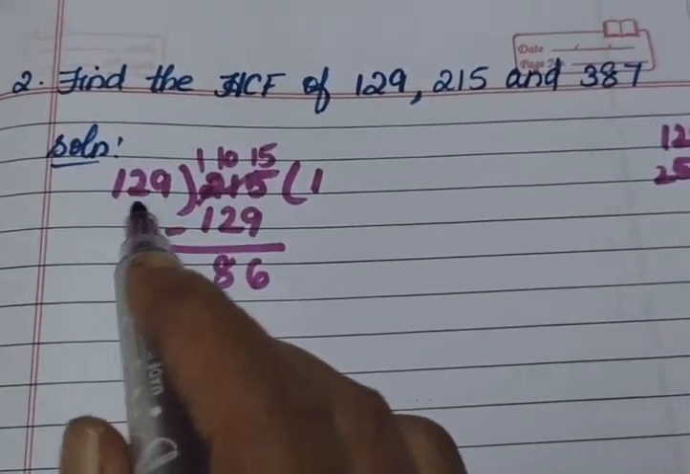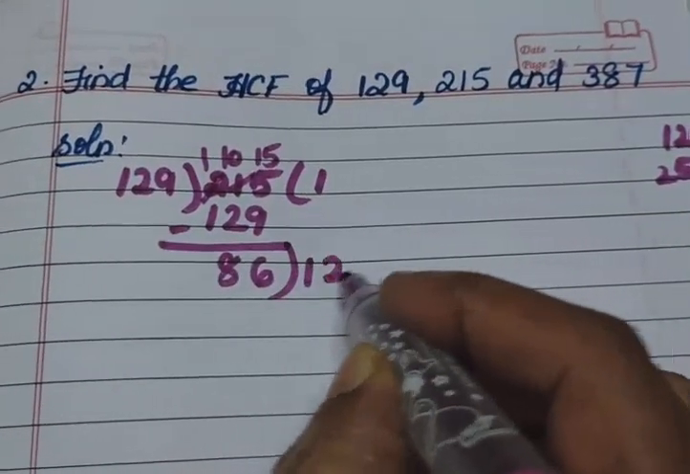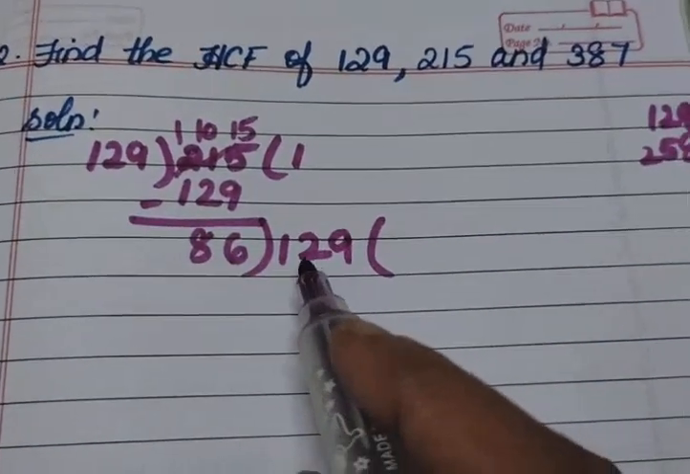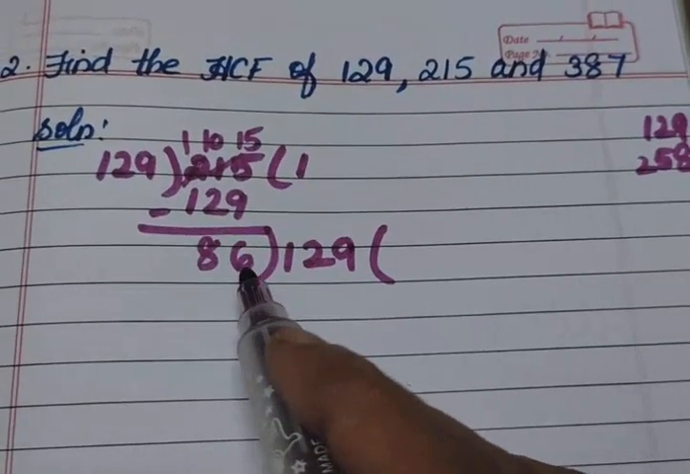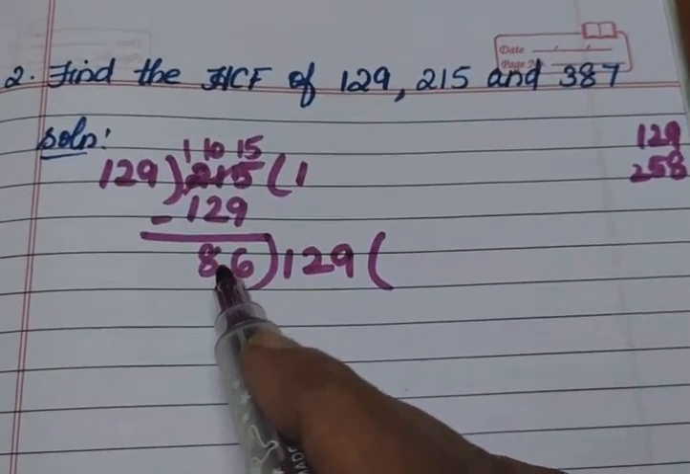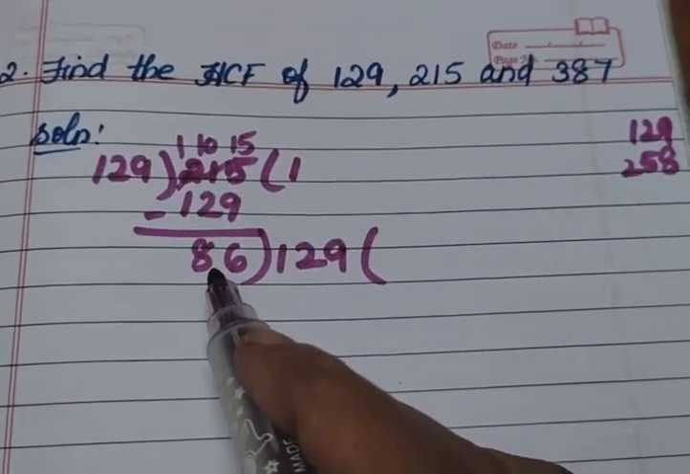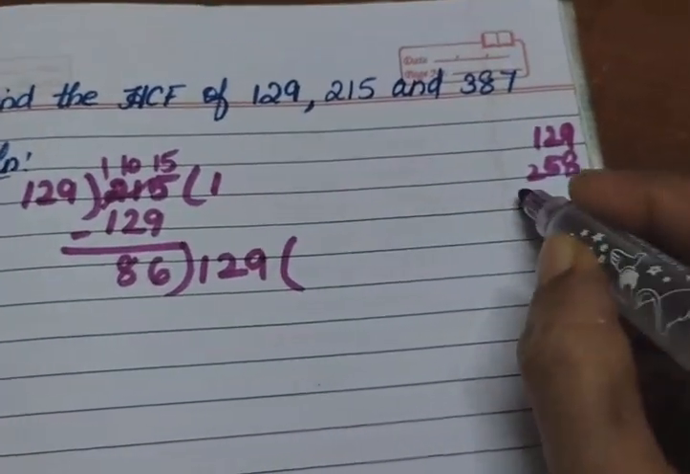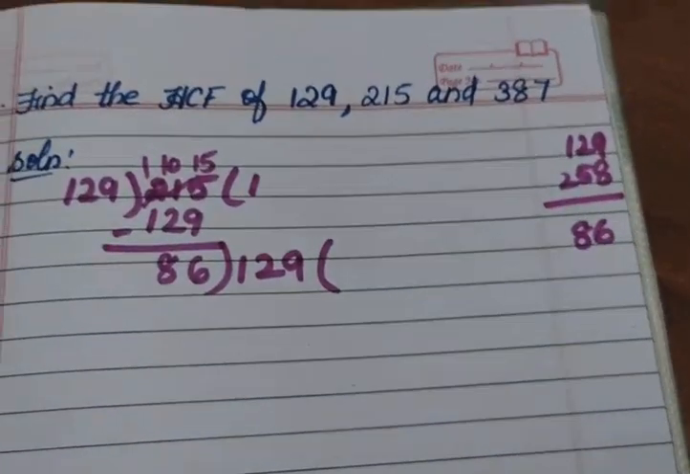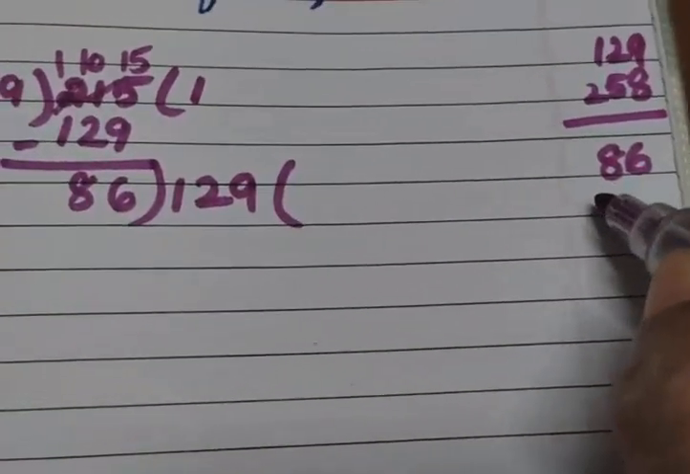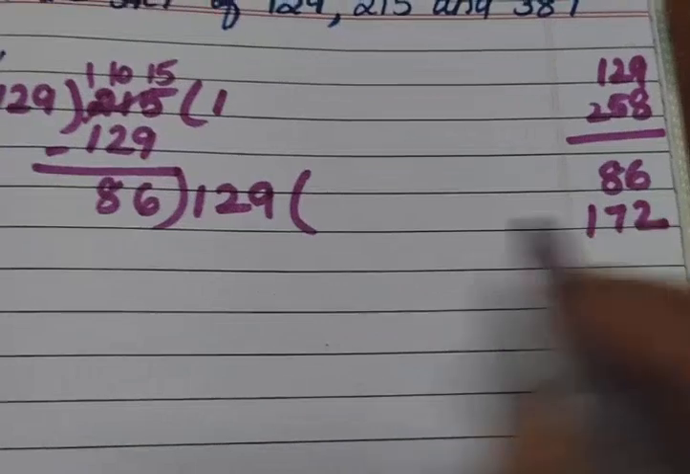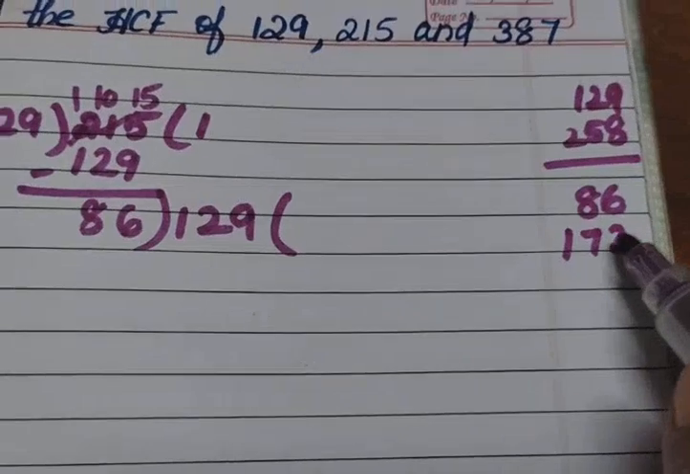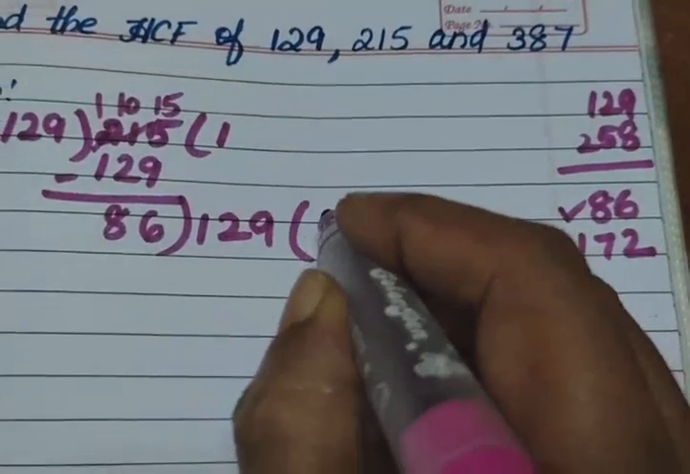Now this divisor becomes dividend. Now this remainder becomes divisor. Now we are going to divide 129 by 86. Understood, children? Now we need the table of 86. Okay, 1 or 2 times only we can divide. So 1 86 is 86. 2 86s are 172, isn't it? 172 means more than 129. So we cannot take it, so we take 86 only one time.